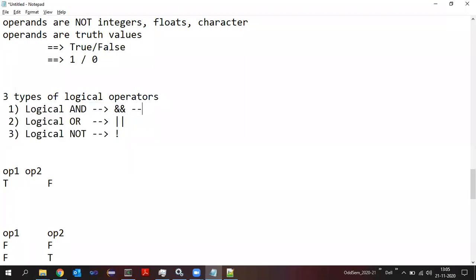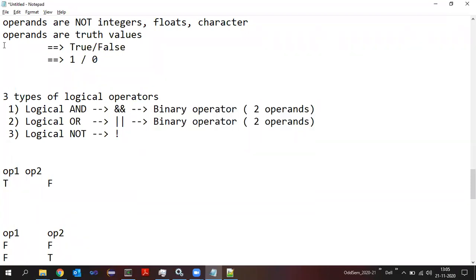Now, logical AND is a binary operator. What do we mean by binary? It means it requires two operands. In the same way, the logical OR is also a binary operator. It requires two operands. Whereas the logical NOT is a unary operator. Unary means it requires only one operand. Okay, this is the basic information about the logical operators.